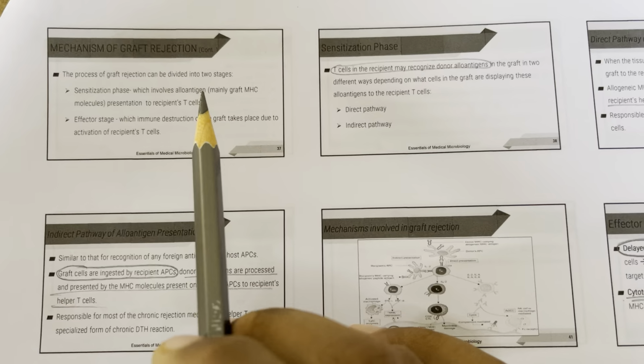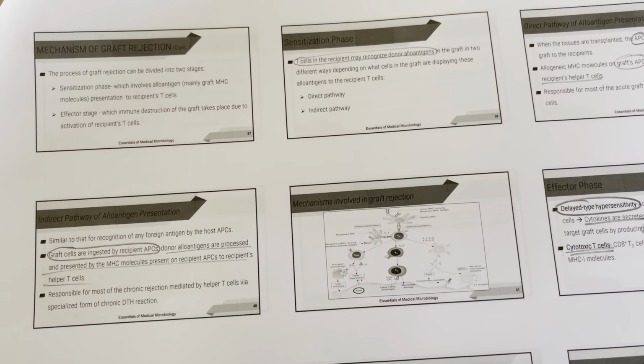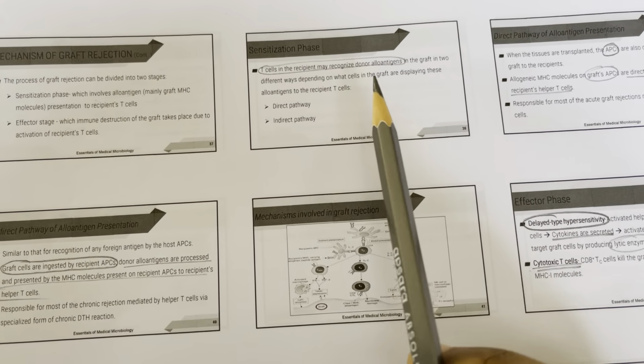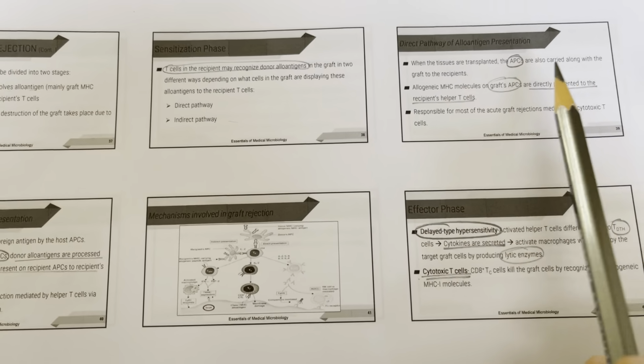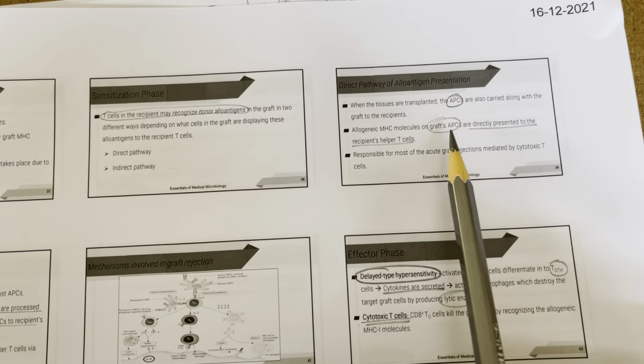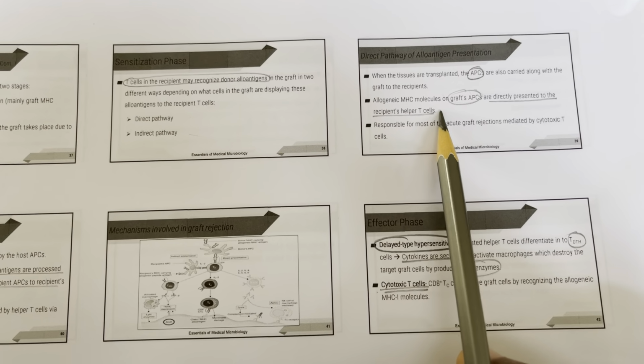So, mechanism of graft rejection: first you have the sensitization phase, which involves alloantigen being presented to the recipient's T cells. T cells may recognize these by the direct pathway or the indirect pathway. The direct pathway is when the graft cells have MHC molecules which directly present them to the recipient's helper T cells.